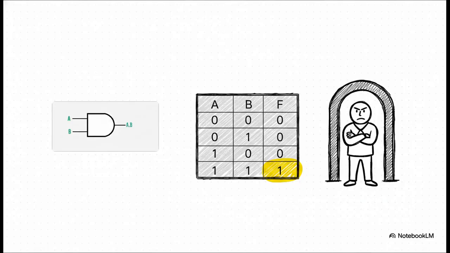So take a look at its truth table. You can see exactly what I'm talking about. Notice how there's only one single row where the output is 1? That's the only time when both input A and input B are 1. In every other case, the output is a big fat 0. That's our gatekeeper doing its job.